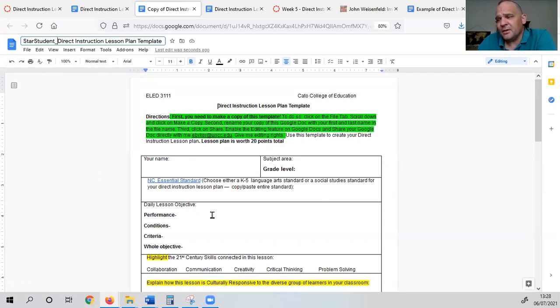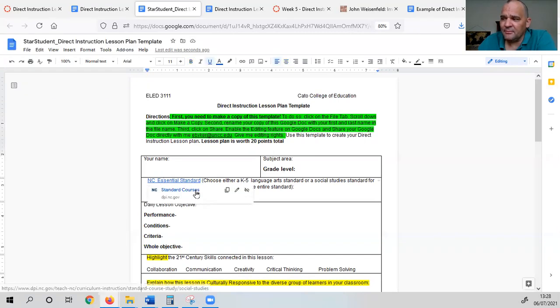Now I want to talk through an example that I posted for you to share what these different features are. Of course, the top part is pretty basic information: your name, the subject area, your grade level. For this assignment, you're going to choose either a literacy or language arts standard, or a social studies standard. There is a link to the standards document for North Carolina right here in the template itself, so you can just click on that link.